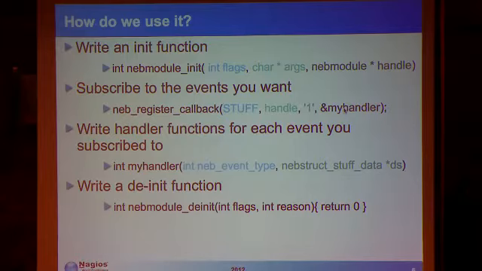And so this is where Nagios knows what to do when stuff happens, right? So you're saying, hey, Nagios, when stuff happens, I want you to call my handler function. And the interface for that is a function pointer. So you're going to create this handler function, and then you're going to make a pointer to the handler function, and then you're going to give it to Nagios, and whenever stuff happens, Nagios calls your handler.